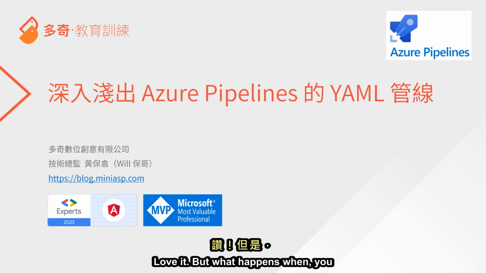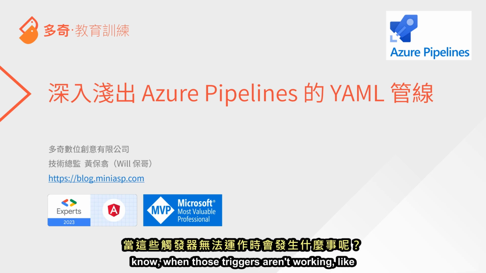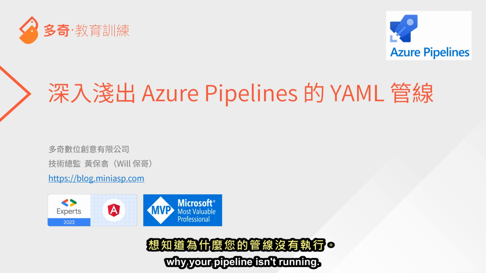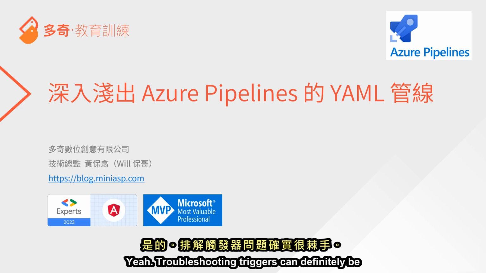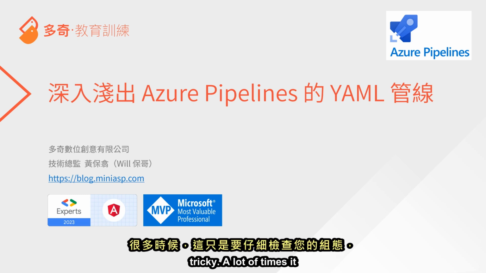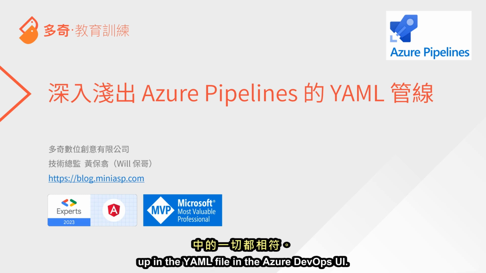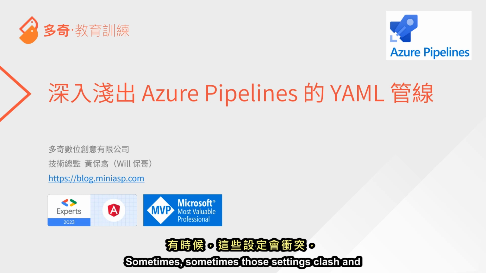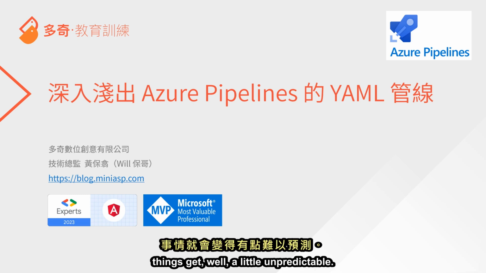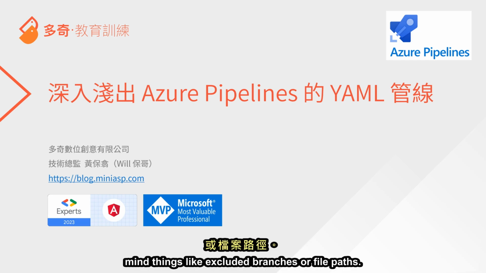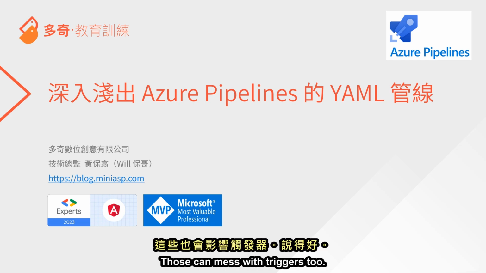But what happens when those triggers aren't working like they should? We've all been there. You're scratching your head, wondering why your pipeline isn't running. Yeah, troubleshooting triggers can definitely be tricky. A lot of times it comes down to double checking your configurations, making sure everything matches up in the YAML file and the Azure DevOps UI. Sometimes those settings clash and things get a little unpredictable. And you also have to keep in mind things like excluded branches or file paths. Those can mess with triggers too.